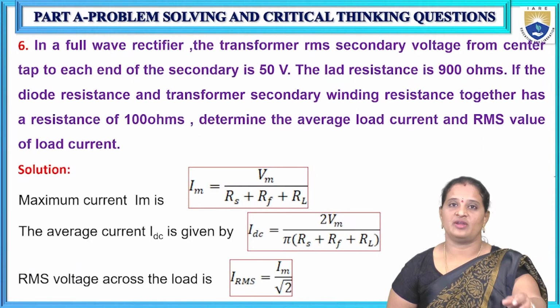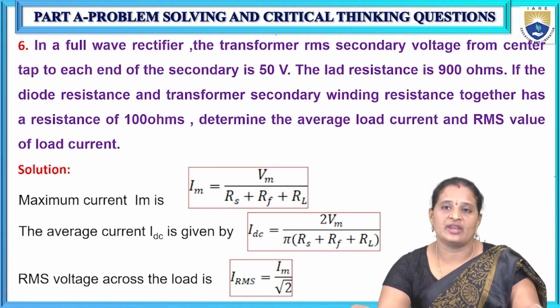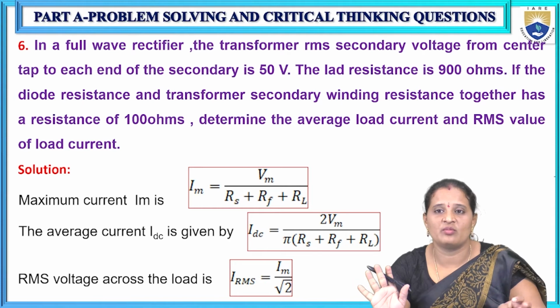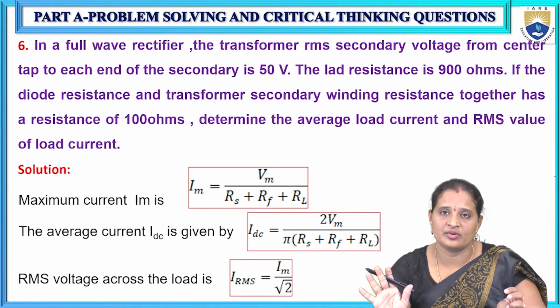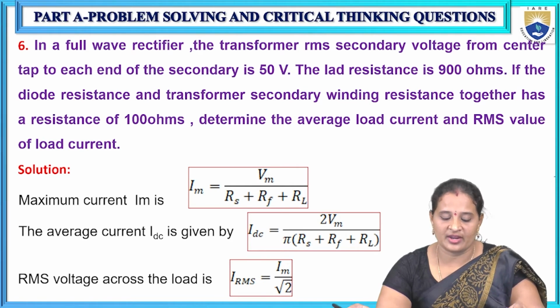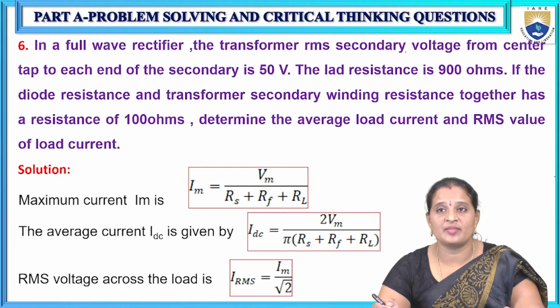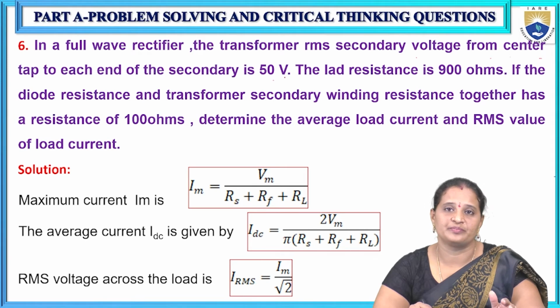Now, we also have some problems on rectifiers. So for solving the problems on rectifiers, we should remember all the formulae of rectifier, that is regarding the full wave rectifier, half wave rectifier and bridge rectifier. So now, in a full wave rectifier, the transformer RMS secondary voltage from center tap to each end of the secondary winding is 50 volts.